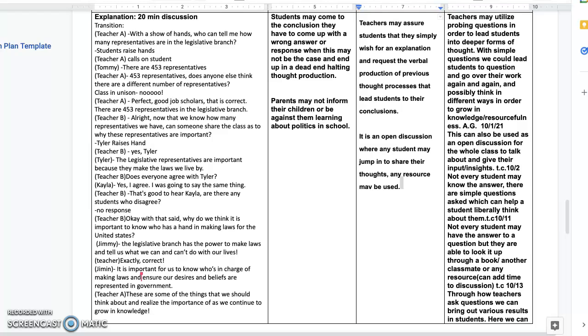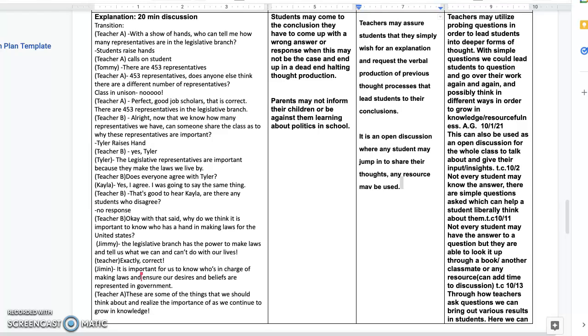In this case, all of the rest of the class agrees with Tommy, so in unison, most of the students would be saying something like no, there are no other different number of representatives. Teacher A goes on to say, perfect, good job scholars, that is correct. There are 453 representatives in the legislative branch. And then this is where teacher B jumps in, and teacher B says something along the lines of, all right, now that we know how many representatives we have, can someone share with the class as to why these representatives are important?